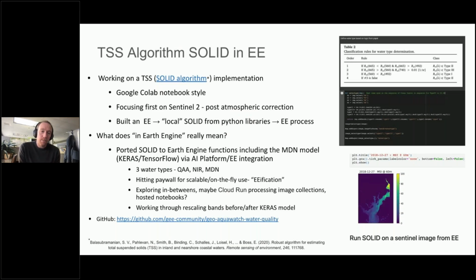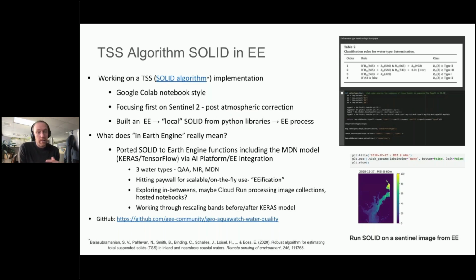But that's not really what we mean when we say in Earth Engine, to take advantage of the scalability of that platform. In order to do that, you have to take the nuts and bolts of that SOLID algorithm and get it in the language that Earth Engine uses to run its functions. And for a machine learning model, they call it EEification, or moving it from where it is into being able to be called by Earth Engine.